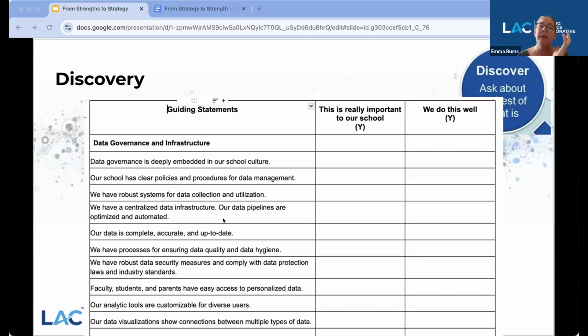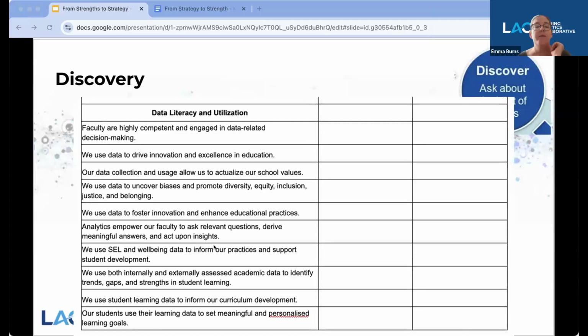And I'll let you just have a look there and maybe think about what's one thing that I think our school really values and also does really well. And then these ones are to do with data literacy and utilization. So again, what's one thing that we really value and what's one thing that we do really well?